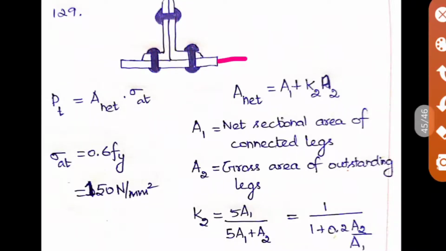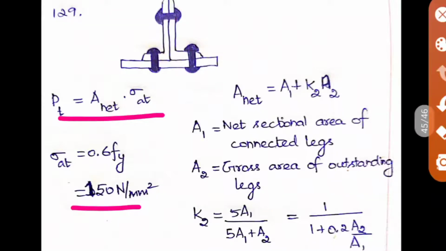So now to calculate the safe tension that can be placed in that member, that is the tension member, PT is equal to net area into the stress. Okay, so to find the stress here, the formula is 0.6 times the Fy. So 0.6 into 250, so it is 150 Newton per mm square. The next thing is to find the net area. So the formula to find the net sectional area is area net is equal to A1 plus K2 into A2.